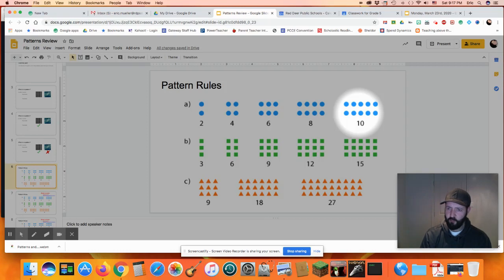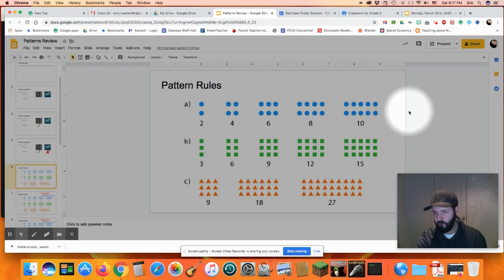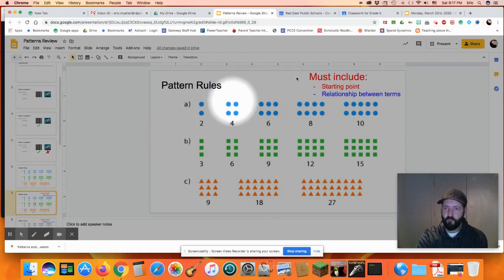And because it's repeatable, it's also predictable, which means if I were to ask you what the next figure to the right here would be, you could probably tell me that would be 12 squares. So now let's talk about the pattern rule for that. A pattern rule must include two things. It must include a starting point and the relationship between terms.